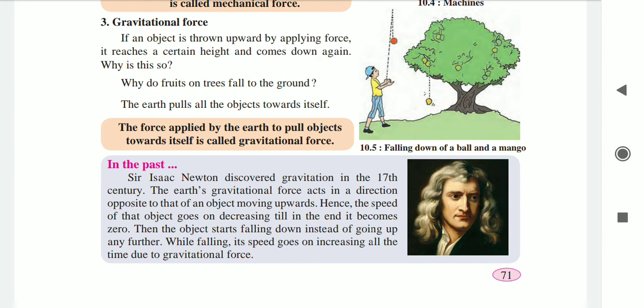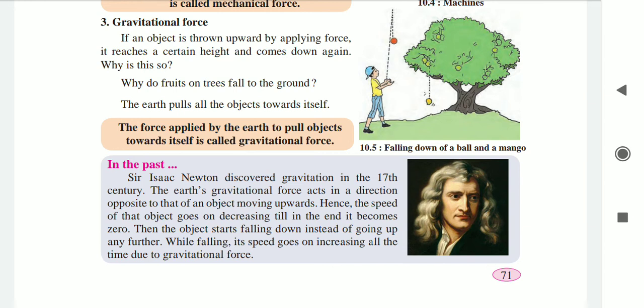If an object is thrown upward by applying force, it reaches a certain height and comes down again. Why is this so? Have you tried this? When you try to put a ball in the air, it comes down. Why doesn't it stay in the air?